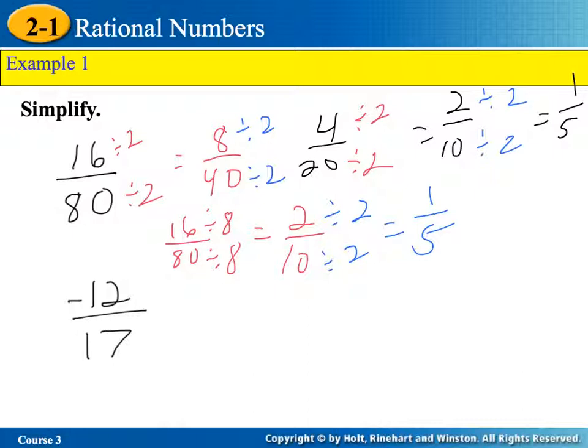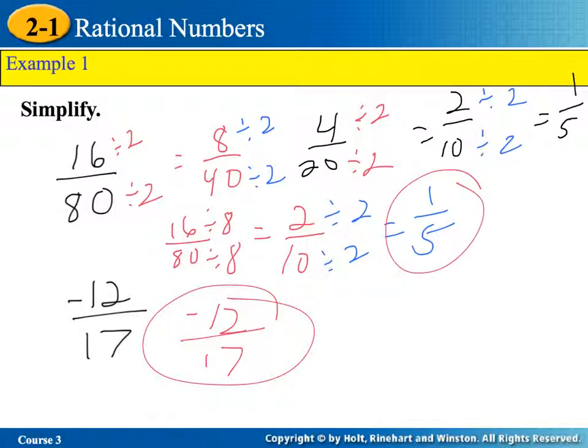All right? Next. Negative 12 over 17. Is there a number that goes into both negative 12 and 17? That's not 1. No, there is not a number that goes into negative 12 and 17. It was a trick question. Okay, and that's your answer. So the top one is 1/5. The bottom one is negative 12 over 17.